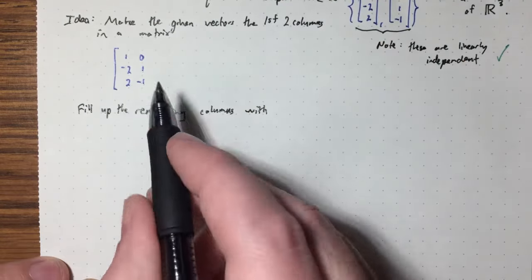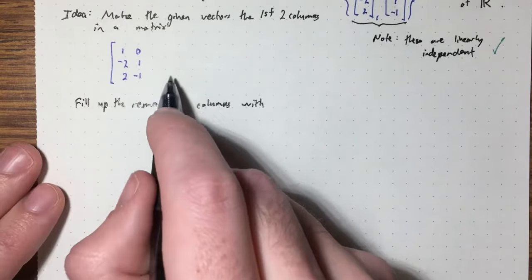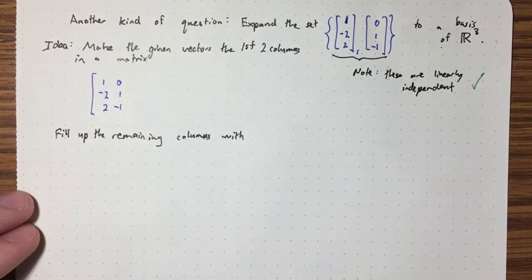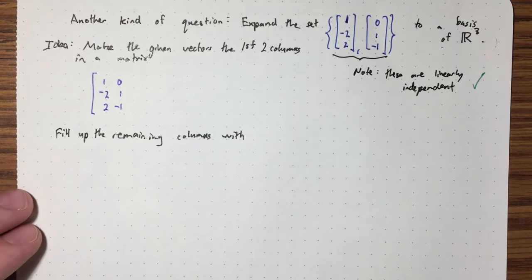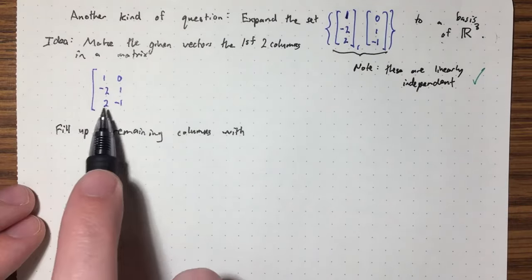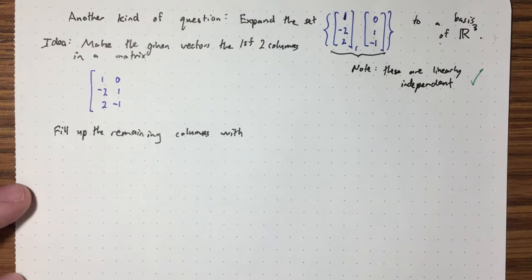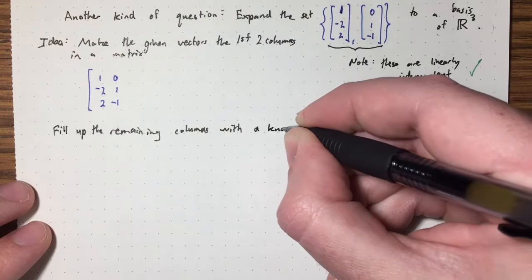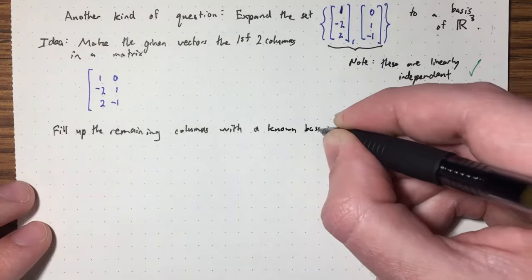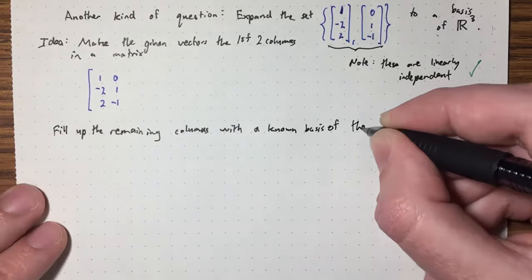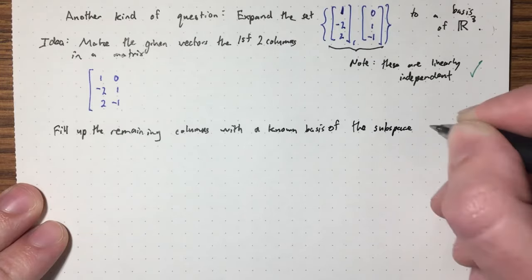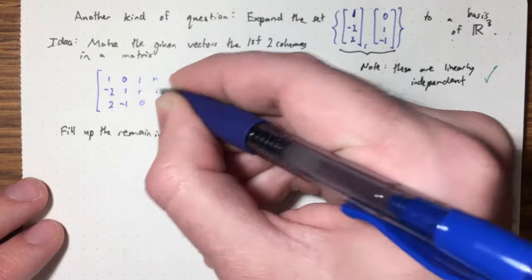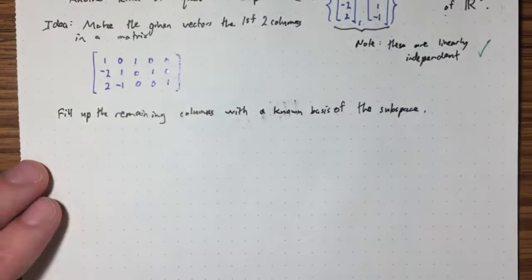So what's the danger? We need to make sure we're picking things that actually span all of R3, right? So we want to pick enough vectors so that we know we span all of R3. Then we can use the previous idea to whittle them down. And again, we want to make sure that these two stick around. So fill up the remaining columns with any known basis of the subspace. In this case, it's R3. So what's the basis for R3? 1, 0, 0, 0, 1, 0, 0, 0, 1. Okay.